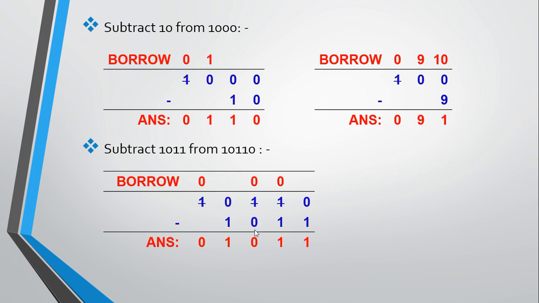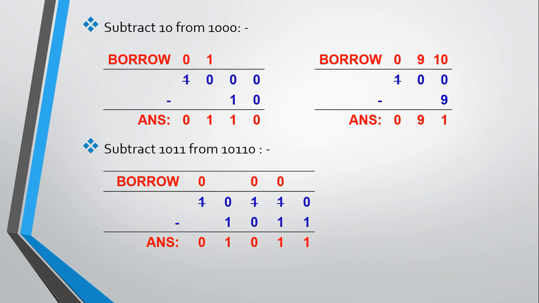Now 0 minus 0 will return 0 only. 0 minus 1, you are not able to subtract, so you need to cut value from the previous order. You need to place 0 over here and you need to put 1 over here. So when you subtract 10110 minus 1011, you will get the answer 01011. This is the answer of the given subtraction.